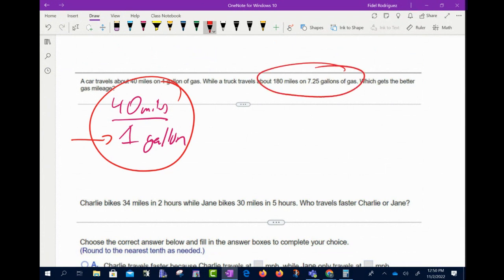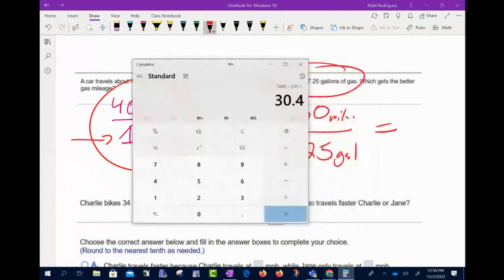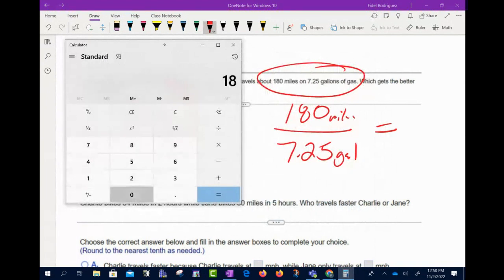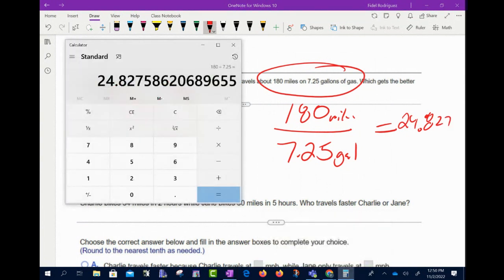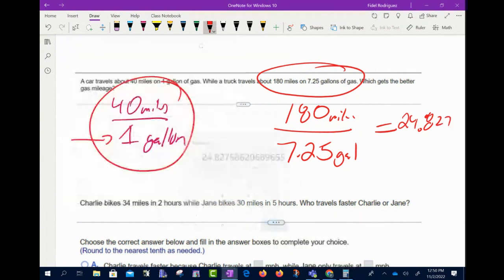What we need to do is that same idea over here. We're going to take 180 miles and divide it by 7.25 gallons so we can figure out our rate. How many miles per gallon are we getting, right? Again, I would show my students, I say, look, y'all, we're going to take our calculators here because we got funky decimals and all that kind of good stuff. We're going to divide that out. If you notice here, I'm getting a decimal that does not end. It's 24.82 and a whole bunch of other stuff, and it keeps going on.